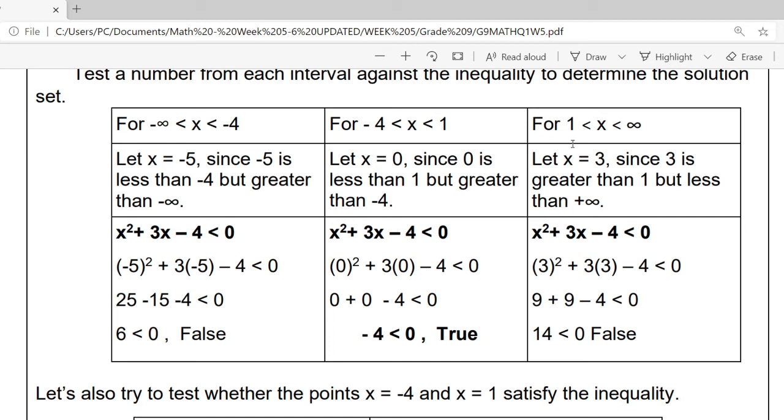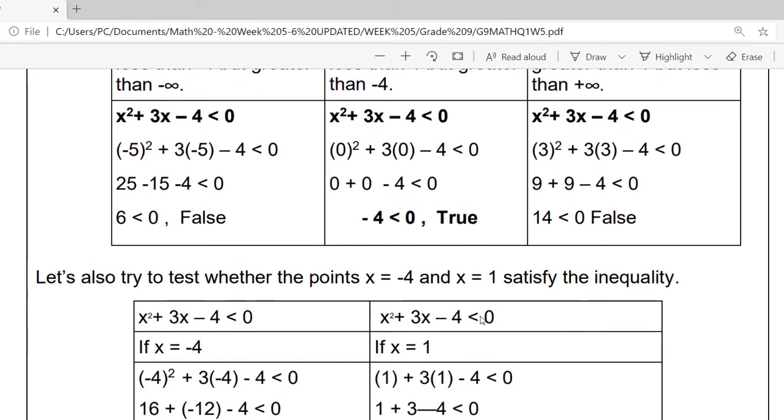Since we choose 3, we have 3 squared is 9. 3 times 3 is 9, minus 4. So 9 plus 9 is 18, minus 4 is 14. Is 14 less than 0? It is false. So therefore, our solution doesn't come from this interval.